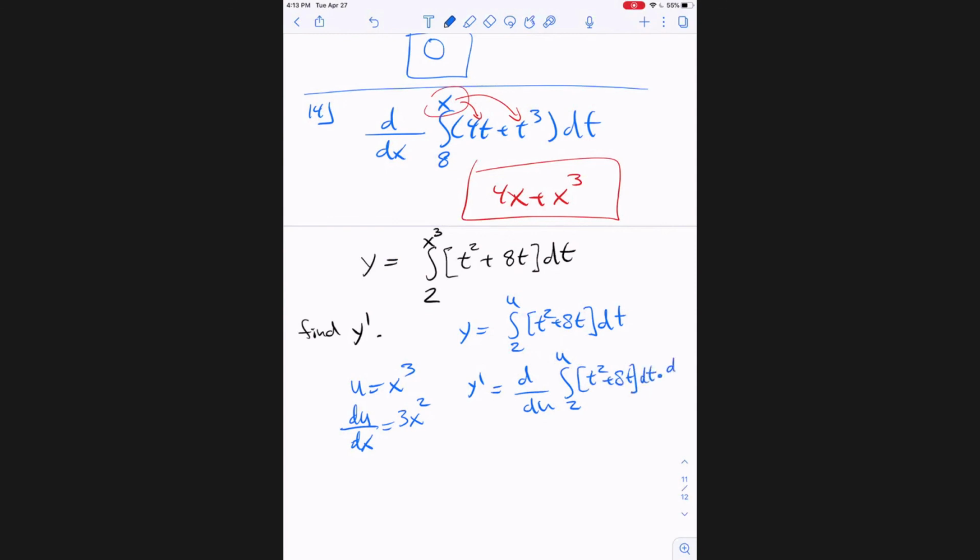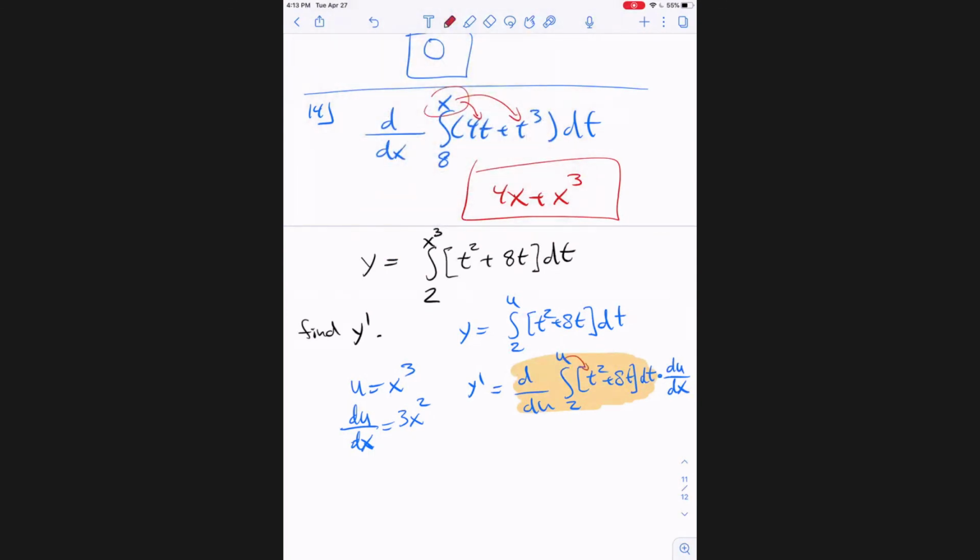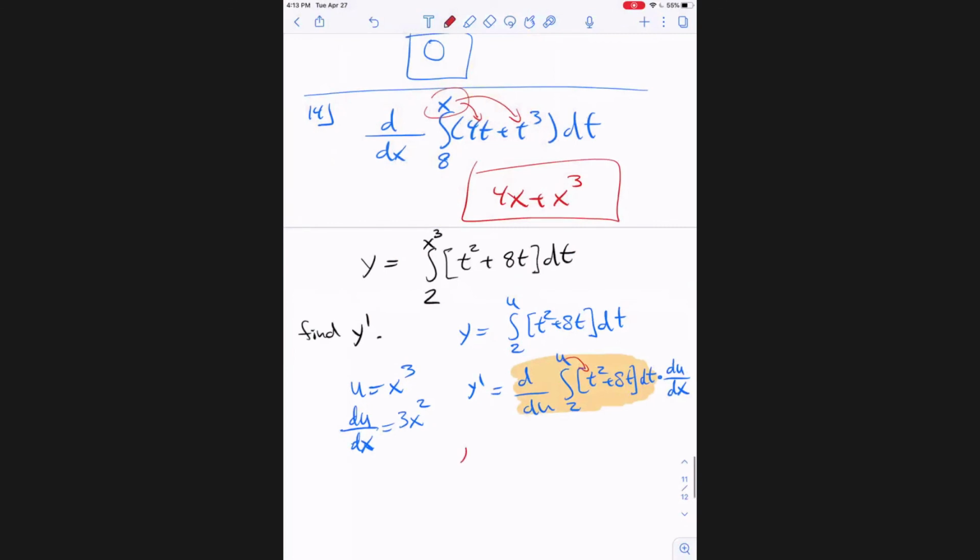And then times the derivative of u with respect to x. So this part right here is very similar to the part I did on the review sheet, except instead of an x, you're plugging in a u. So we're going to get y prime is equal to u squared plus 8u, but then times what du over dx is, which is 3x squared.